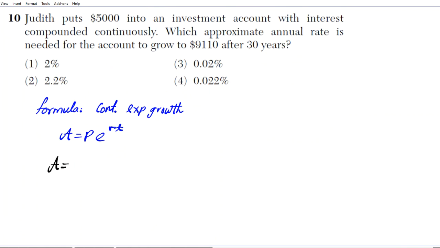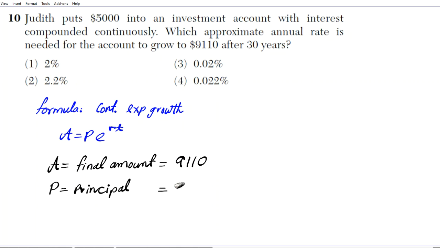What is A? A represents the final amount. The final amount that she desires to have is $9,110. P, what is P? P is the principal or starting amount. The principal or initial amount she starts with is 5,000. E is an exponential number, okay? So E is just E. It's not a variable, it's a constant. It's an irrational number, so let's leave it in that format.